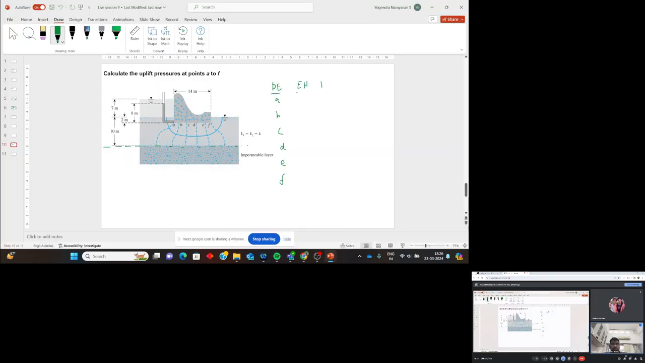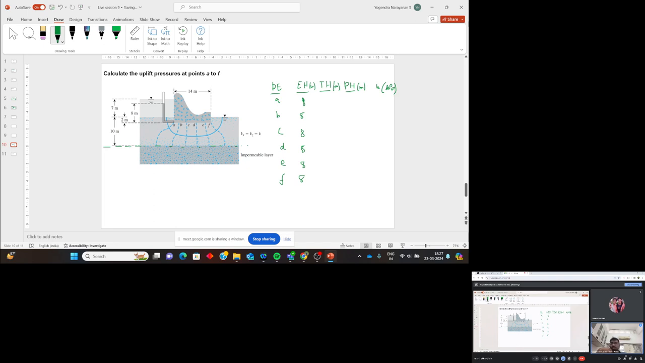Are you calculating? Hello? Yes, sir, yes, sir. How much are you getting? So elevation head will remain the same for all the points. So it will be 10 minus 2. This is in meters. This is in meters. This is in meters. This is in kPa. Elevation head will be 8, 8, 8, 8, 8. Okay.